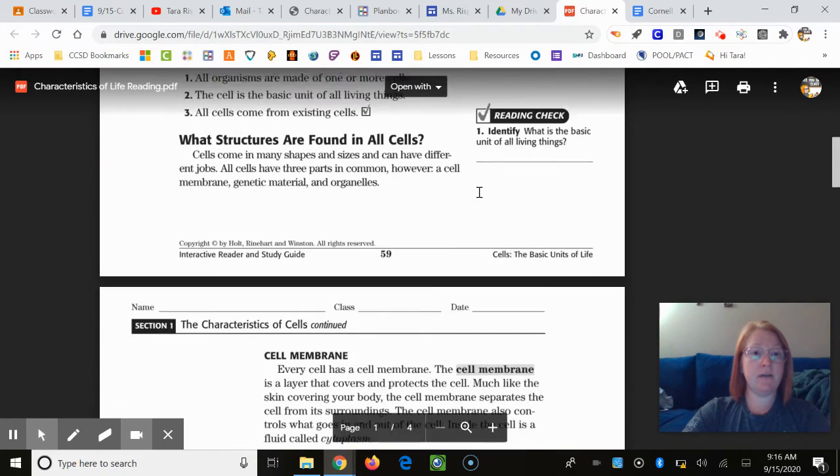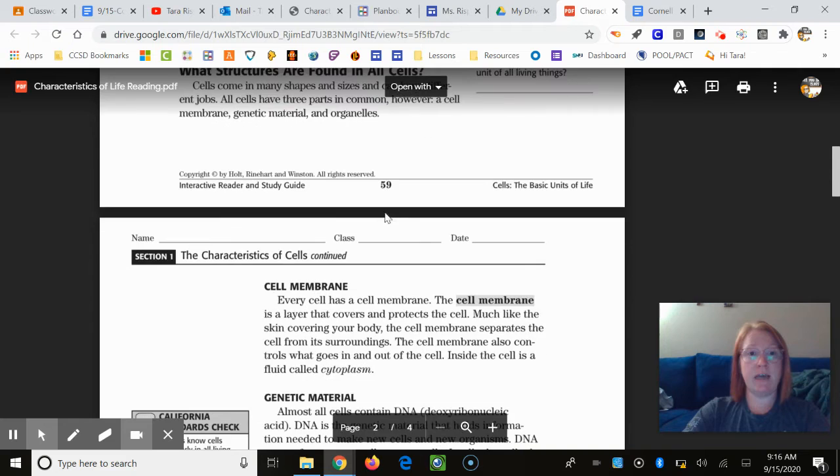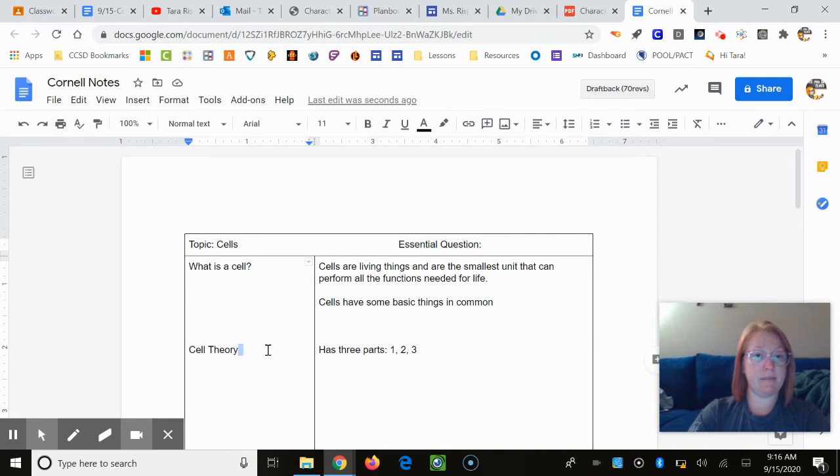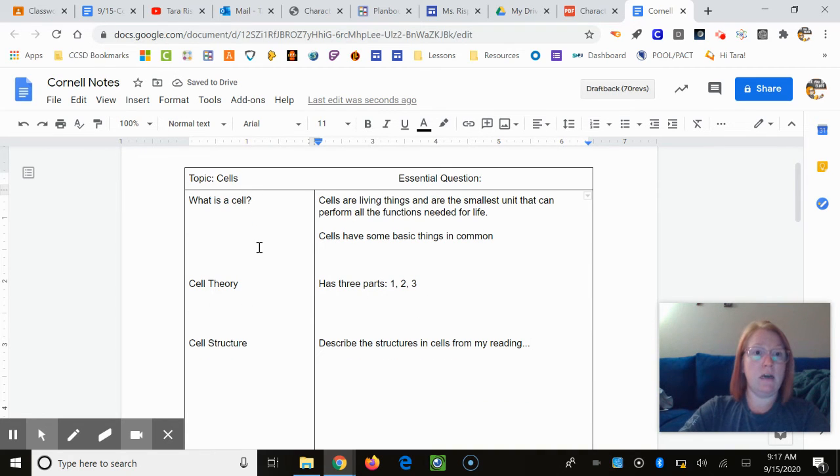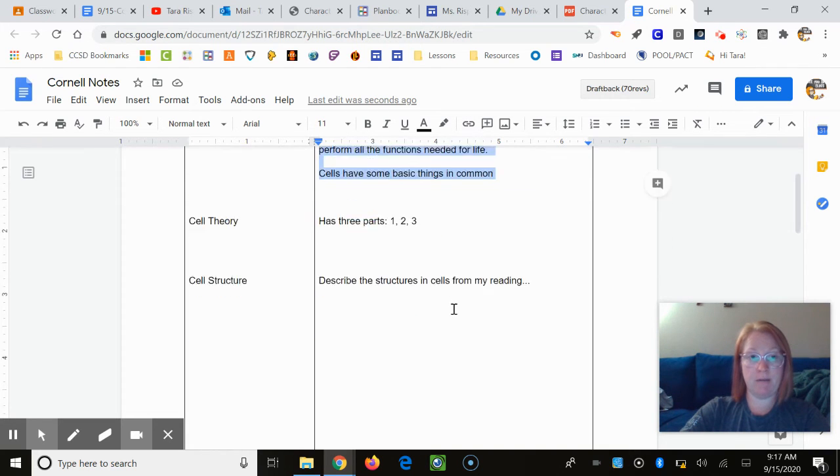Okay, then I would come down here. Maybe cells have different structures. That would be my next thing. Cell structure. And then over here, I would describe the structures in cells from my reading. Okay, so are we seeing how we do this? So on this side is just a basic 2 or 3 words about what you're going to talk about. And then over here is where you put your actual notes. What did you learn from the reading?